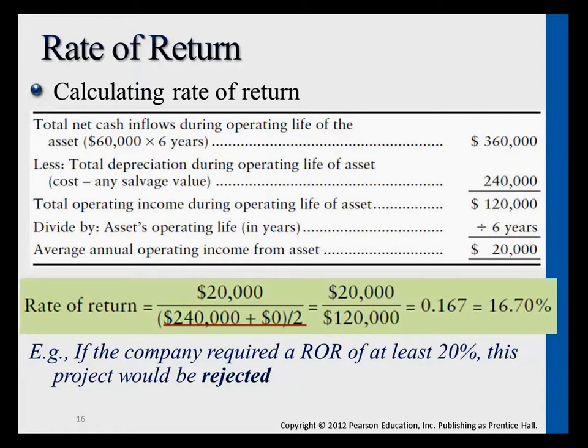So just for you to understand this rate of return of 16.7%: if the company, when making its managerial decision to purchase this asset or not, sees that it must have a rate of return of 20% or more, they would reject this option. They would reject it because 20% is what we need to get back from that asset, and from this calculation it's only 16.7%, all right?